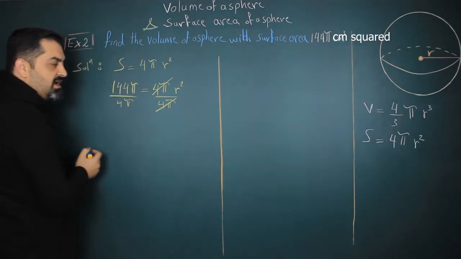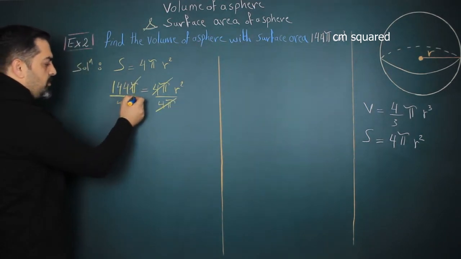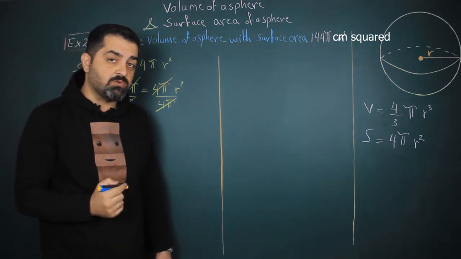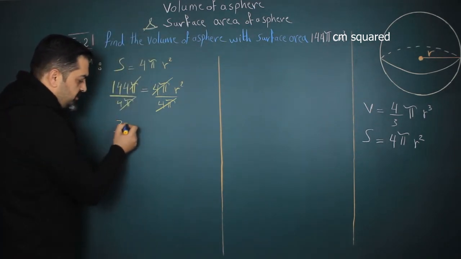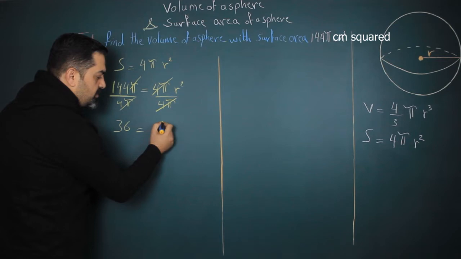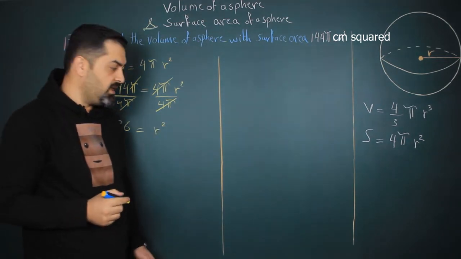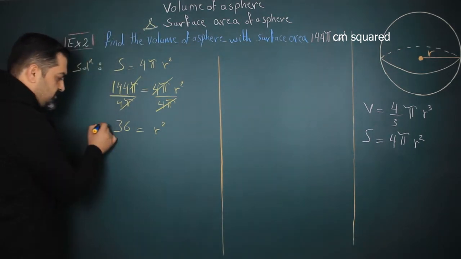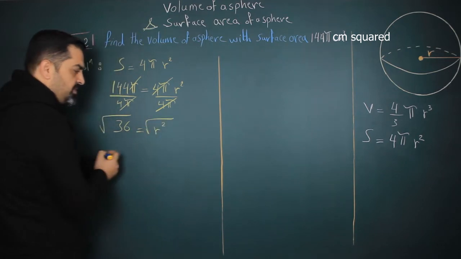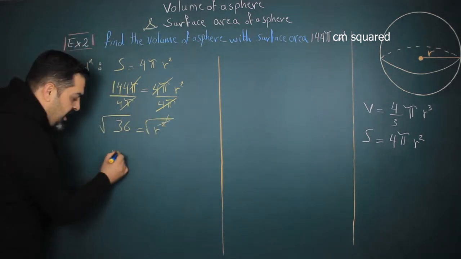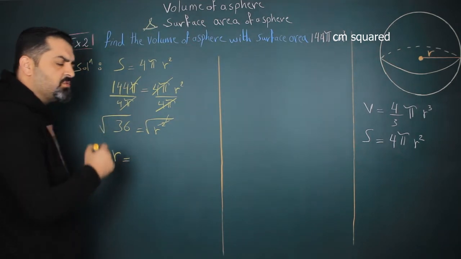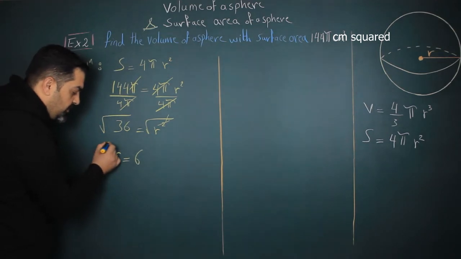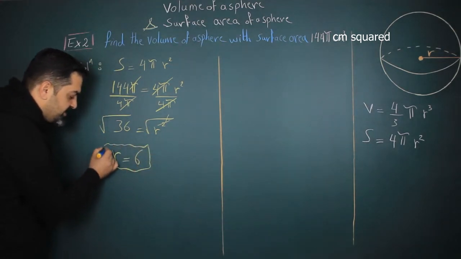This will be cancelled. Also pi will be cancelled with pi. 144 divided by 4 is equal to 36. So 36 is equal to r squared. So take the square root of both sides. This will be cancelled. So r, the radius, is equal to the square root of 36, which is 6. So now we have the radius of the sphere.